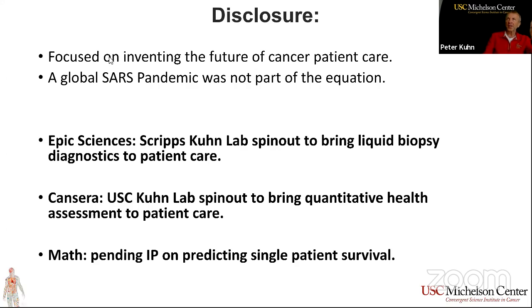So again, as I said, my entire research career was really focused on inventing the future of cancer care for patients. And the global SARS pandemic was not really part of the equation. I will, however, touch on the future of care a little bit. And so Epic Sciences is a company that we spun out when I was still at Scripps that is now providing cancer care diagnostics to patients, and Cancera is a spin out of USC that is really looking at that human health performance, which includes a lot of the mobility work that we have been doing together with Cyrus.